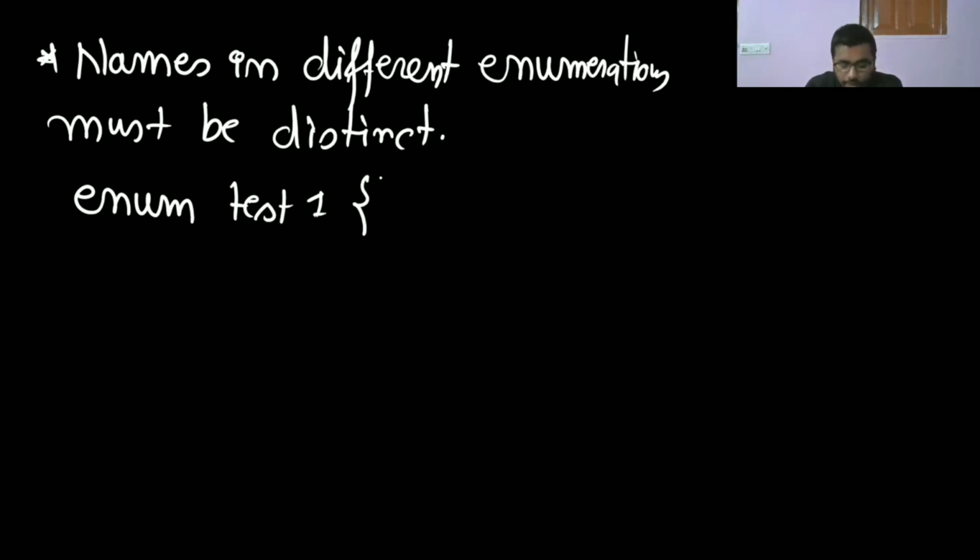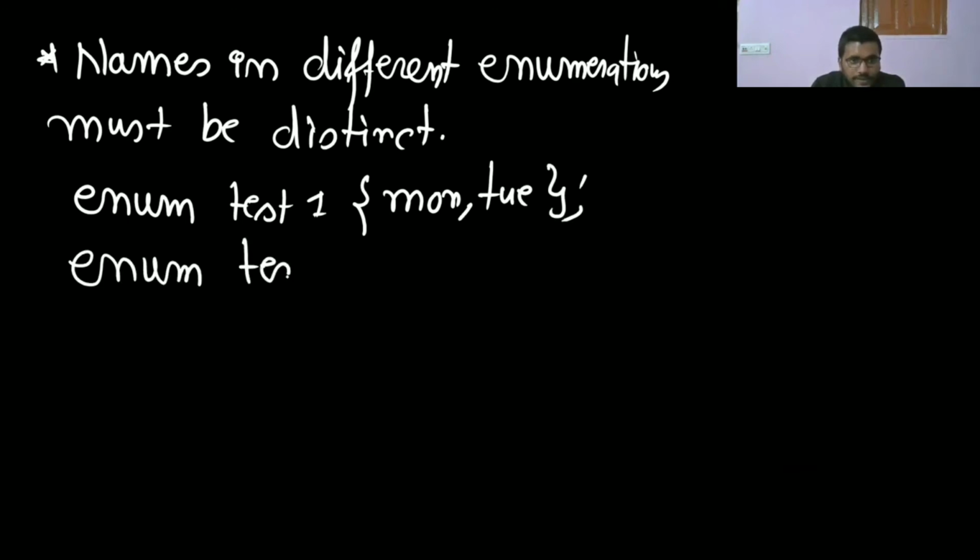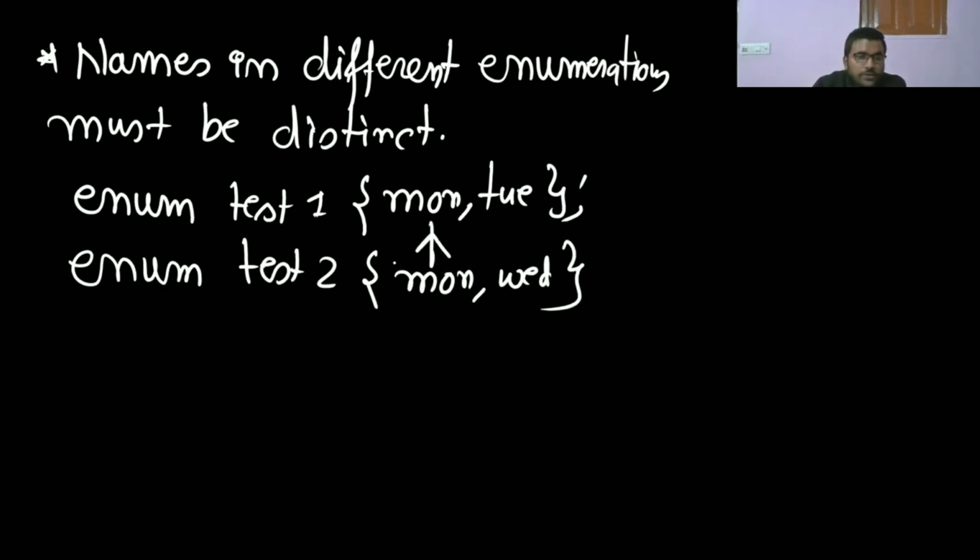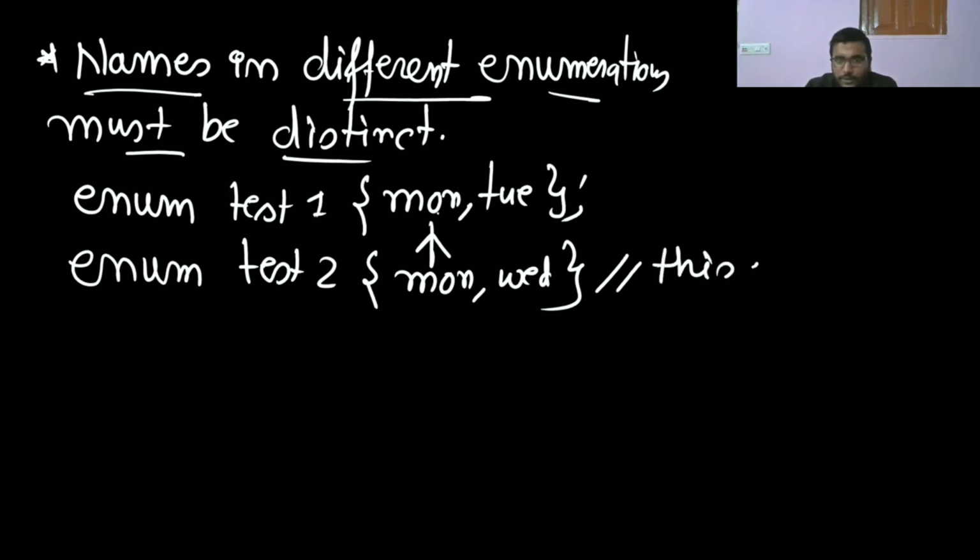In taste one I have the names Monday and Tuesday. Now in the next enumeration I am creating, taste two, I again have Monday and Wednesday. So this is getting a common name, and it will give an error. Names in different enumerations must be distinct, because the compiler will get confused whether this Monday is a value of taste one or a part of taste two. So this will give an error. You can write that it is not allowed.